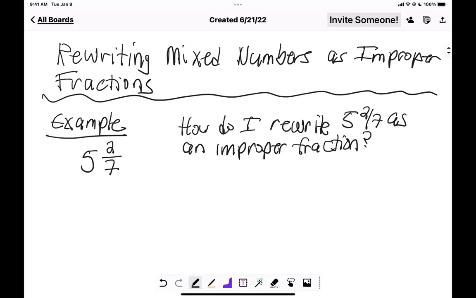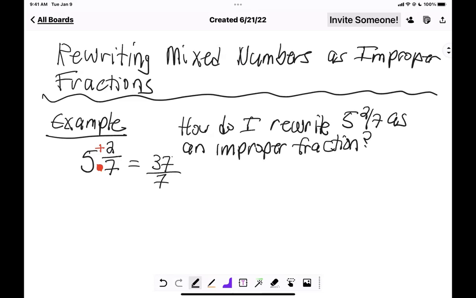Here's what you do. Ready? I put it in color so it stands out again. You're going to multiply. Actually, I told you I wasn't going to use X anymore. I want to multiply 5 times 7, and then I'm going to add the 2. So when you do that, you get 5 times 7 is 35, plus 2 is 37. And this would become 37, and we keep the denominator.